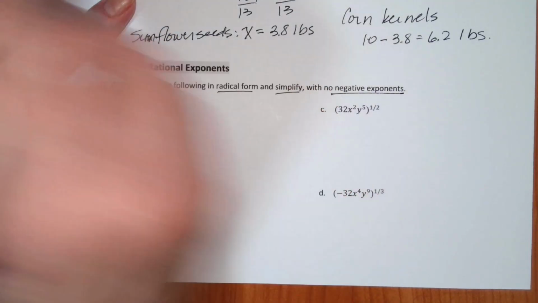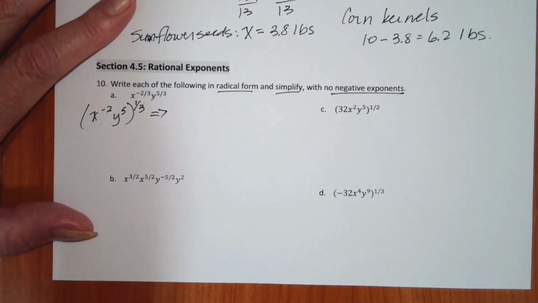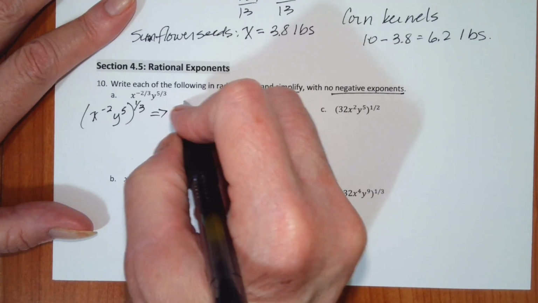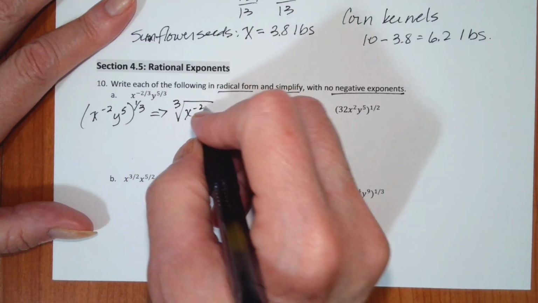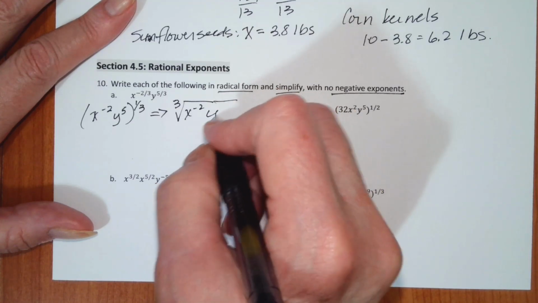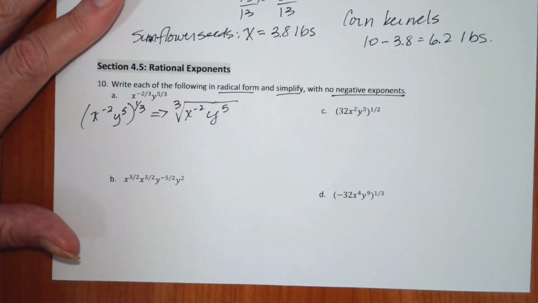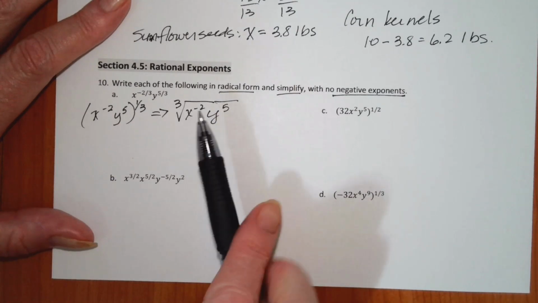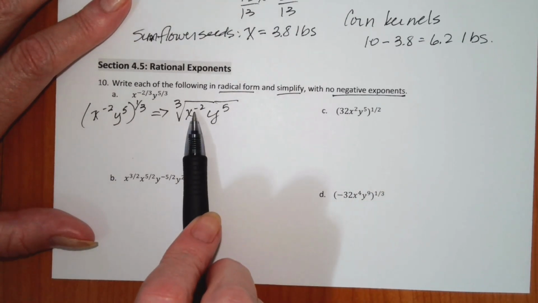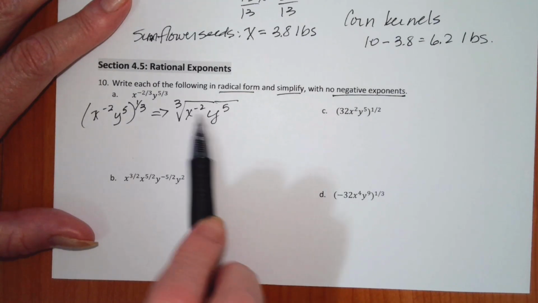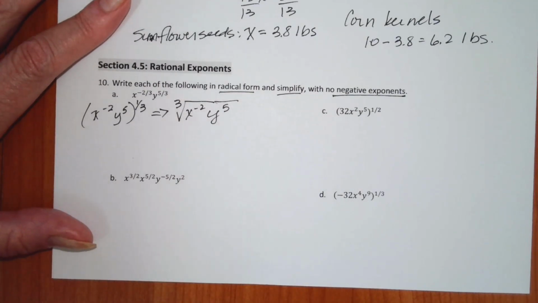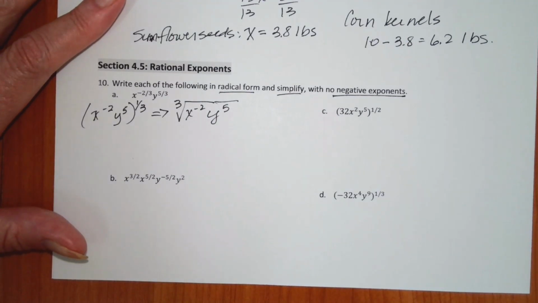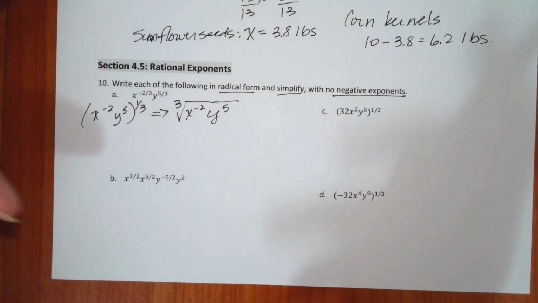Which becomes the cube root of x to the negative 2 y to the 5th. Okay, so I'm getting closer, but there are two things I have to take care of. This can't be negative, so I know how to take care of that. And here, my exponent is larger than my index. So clearly I can pull something out.